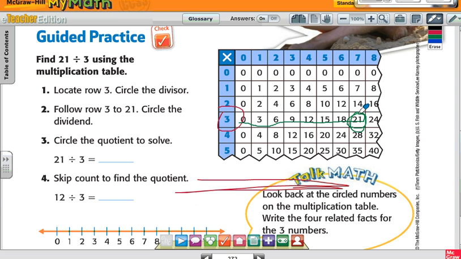That's called a dividend. And then it says circle the quotient to solve it. So I go straight up. What's the number at the top? 7. So circle the quotient to solve it. 21 divided by 3 would be 7. Or what would be my multiplication sentence? 7 times 3. One number times 3 gives me 21, right? Which is 7. We said that. And we skip count. Check it out. Skip count.